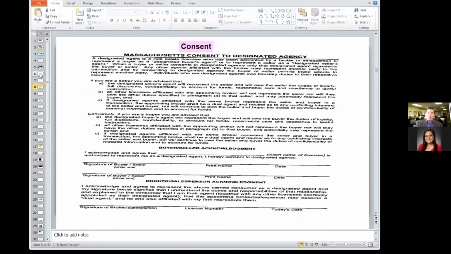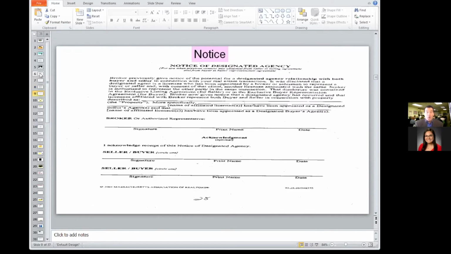There's another form. If you're a designated agency company, and not as many people are as you think. In my classrooms, I have a lot of folks who are still traditional, but there is the Massachusetts consent to designated agency. If you're a designated firm, when you take a listing or you take on a buyer client, you have to get the consent to designated agency form signed. And when designated agency occurs, you need to get a notice signed. Once again, some of these are built into your listing agreements and your buyer agency contracts. If not, you have to get the standalone document.